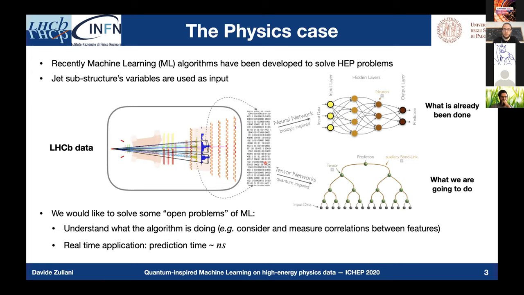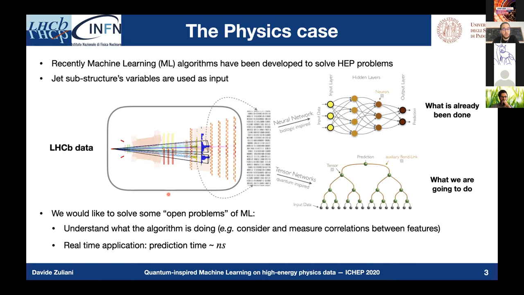We are considering the so-called tensor networks. Why would we like to change this paradigm? Basically, because we would like to solve some open problems in machine learning. One is to understand what the algorithm is doing. For example, we would like to measure the correlations between the features, between the input variables that we use in the algorithm.